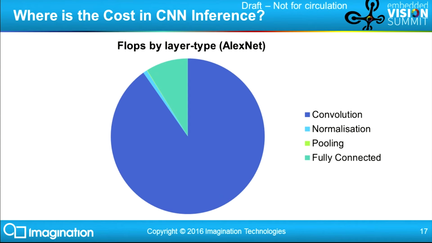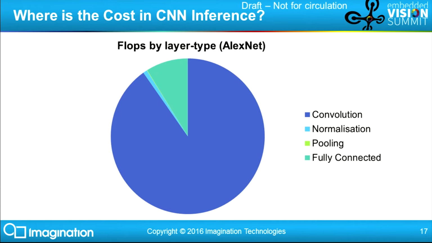So we're looking at CNNs. It's worth looking at where we should be spending our effort to optimize CNNs. So here, if we look at the operations by kind, we've got four of the key layer types that add to the cost of a CNN.